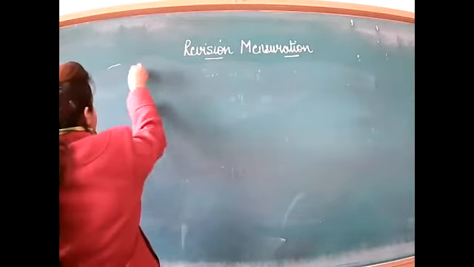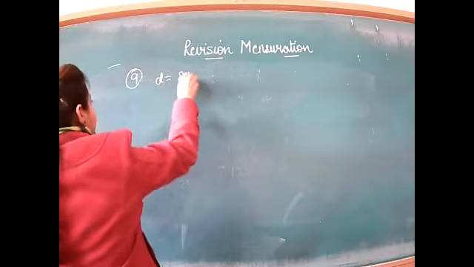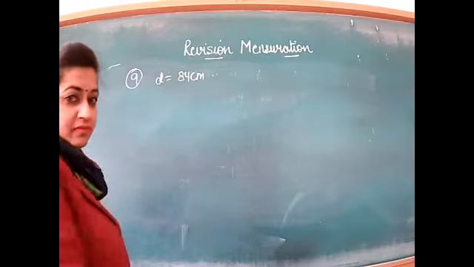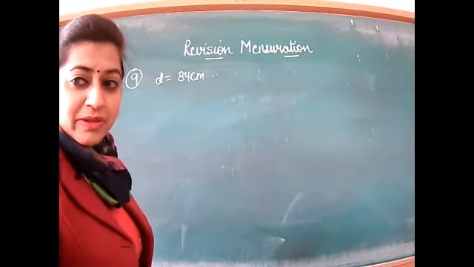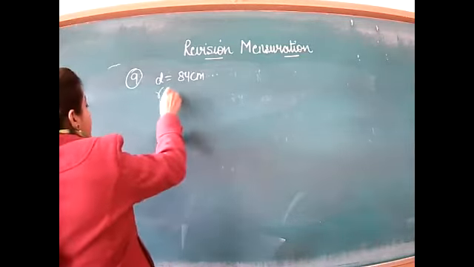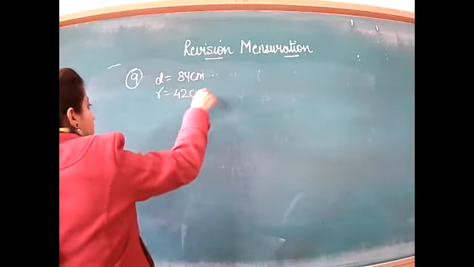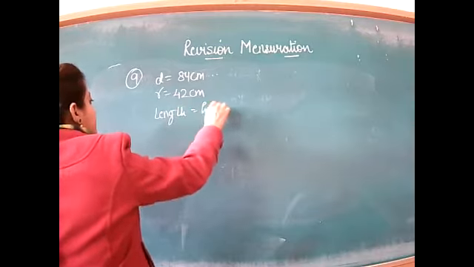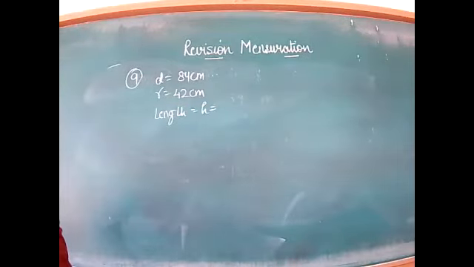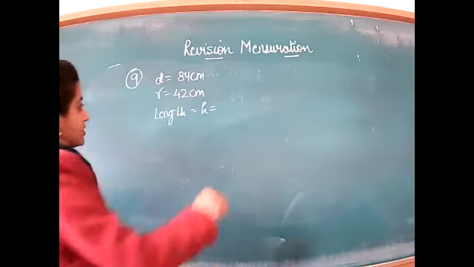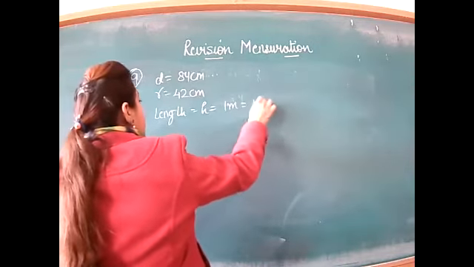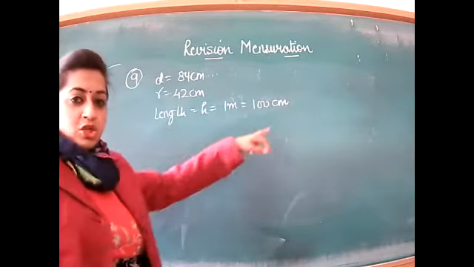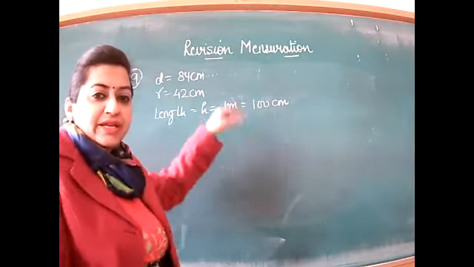Diameter is given. Diameter is 84. If diameter is 84, what will be the radius? Yes, what will be the radius? 42. Ma'am, 84 over 2. Yes. Length means height. Yes, ma'am. 42. Means height, that is 1 meter. It is in meter, so you can convert it in centimeter, that is 100 centimeter. So this length means height is given, radius is given.